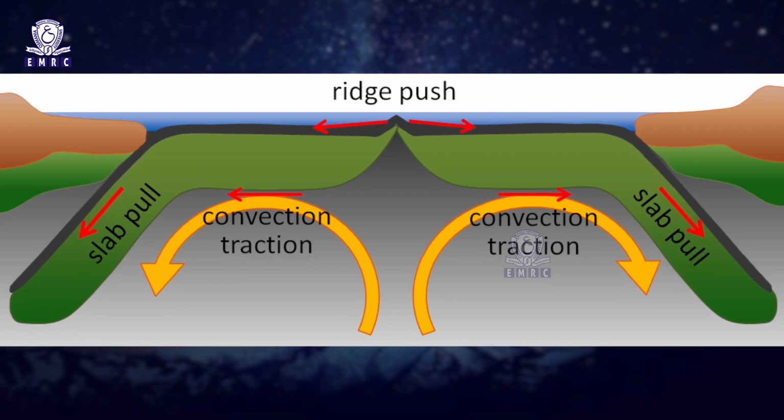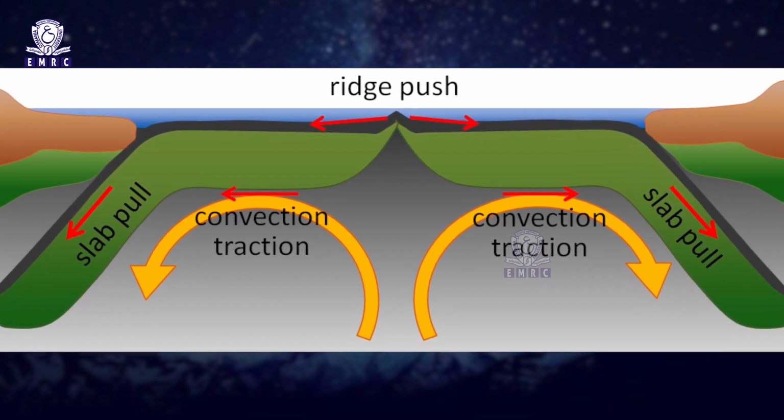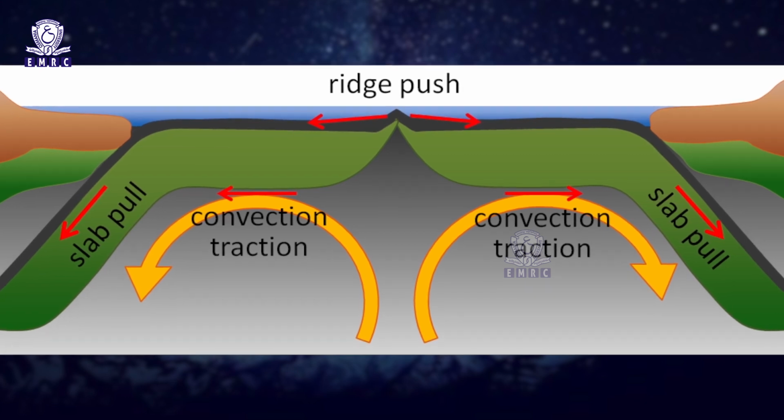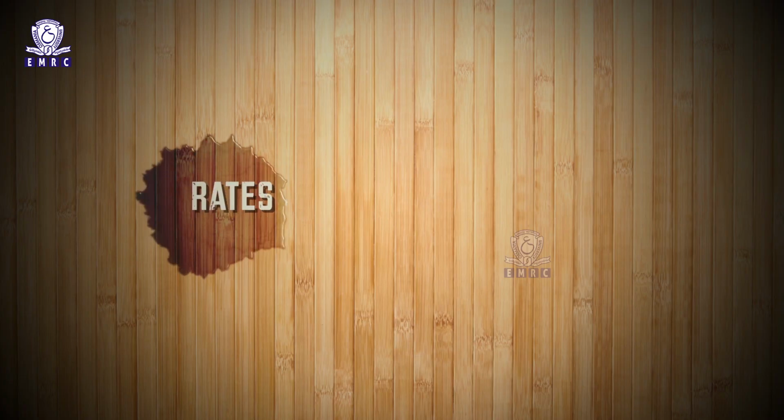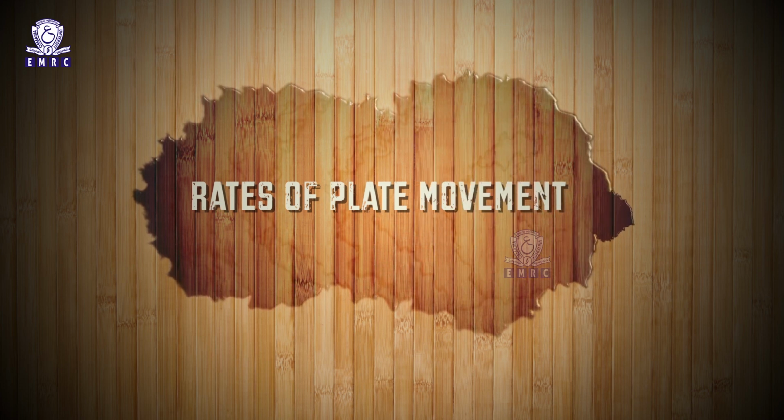In the process of drag mechanism, lateral convective flow within the asthenosphere pulls the plate apart. There is a differential movement of the plates. The rate at which the plate moves along the divergent and convergent plate boundaries varies considerably.